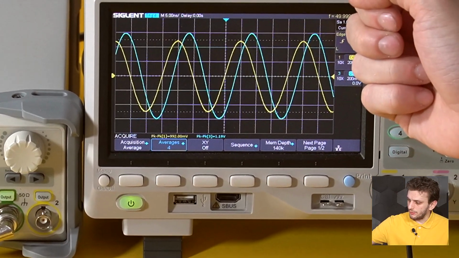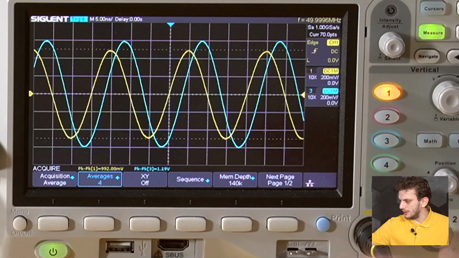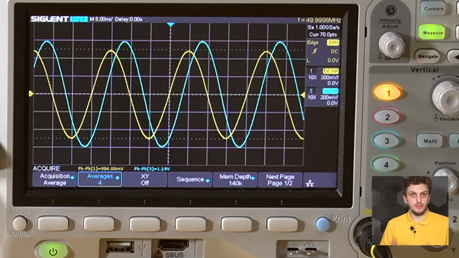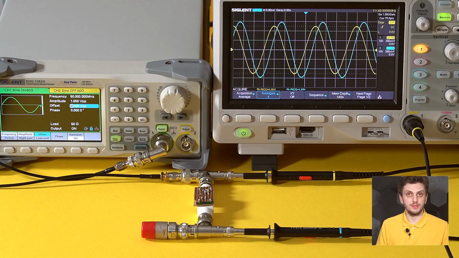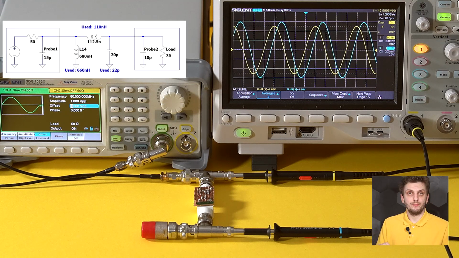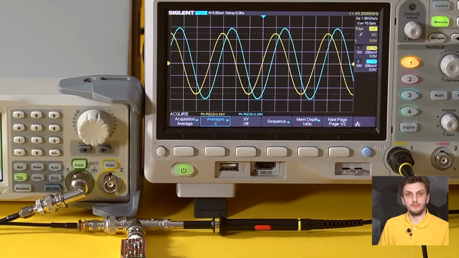So on the input we have 980, 990 millivolts, and on the output we have a peak-to-peak voltage of about 1.19. So we're getting much closer to the ideal values. And now I only left the 22 picofarads on the output, and I added the 660 nanohenry inductor on the input side, to compensate for the input side probe. And finally we have some very good measurement values.